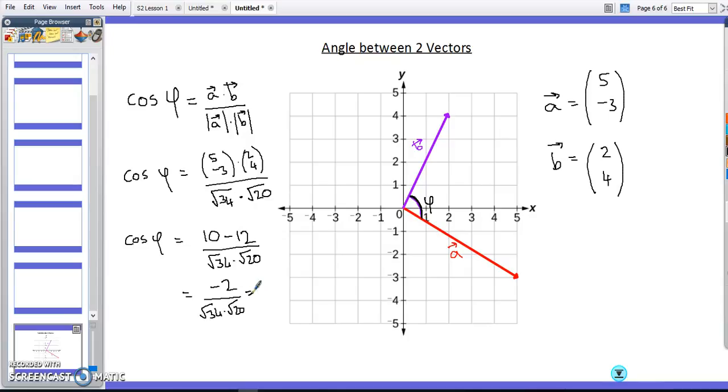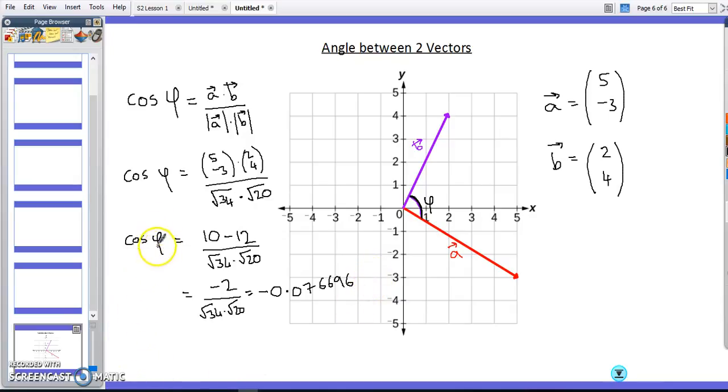So we have root 34, and don't forget to put brackets after it, multiplied by root 20 gives us a square root of 680. 2 divided by that gives us 0.0766, and of course it's -2, so that's a negative answer: -0.076696. I'll keep a lot of decimal places here.